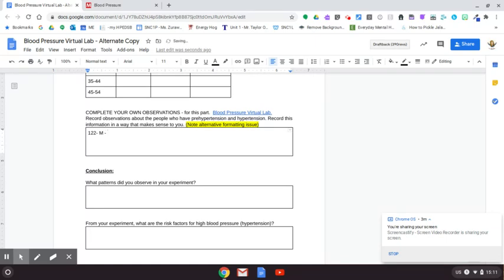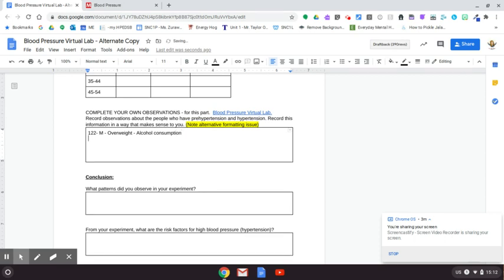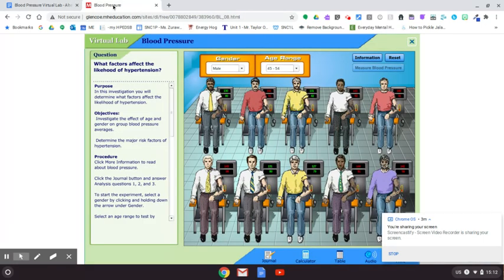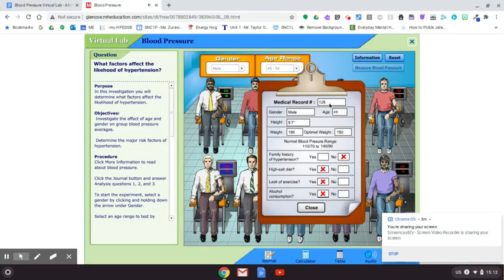Okay, so 122, male, and I can't remember whether he was overweight or not, but this is just an example. Overweight and alcohol consumption. Okay, so that's really all I need you to do. Oh, and put the age. So you're only doing that for your people that are in the red. So male, 49, almost 50 pounds overweight, high salt, lack of exercise, alcohol.